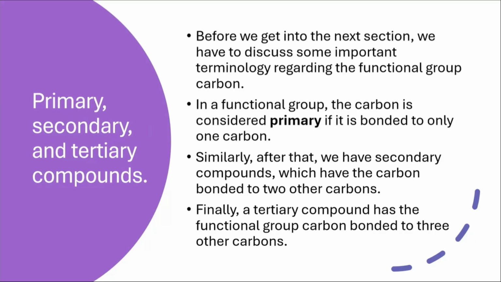Before we get into the next section, after the acidic hydrolysis of acetals, I want to discuss some important terminology regarding the functional group carbon. So in a functional group, the carbon is considered primary if it's only bonded to one other carbon. We have secondary compounds, which have the carbon bonded to two other carbons. And a tertiary compound has the functional group carbon bonded to three other carbons. Now, keep in mind, this is the correct terminology for things like an alkyl halide or an alcohol. But for amines, it's different. And for amines, it's determined on how many NH bonds are formed.